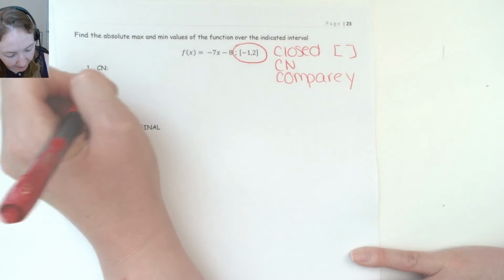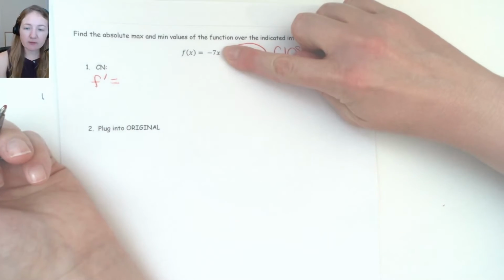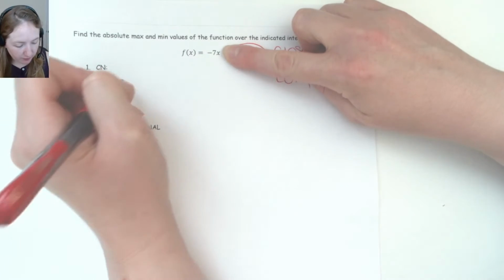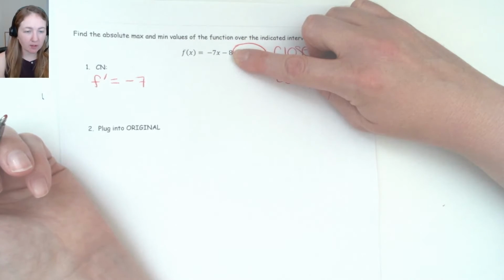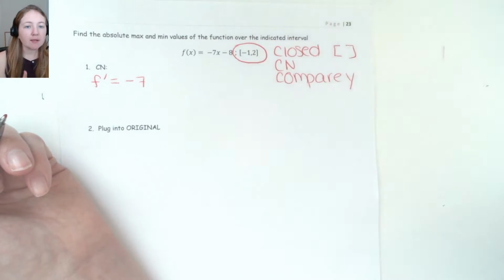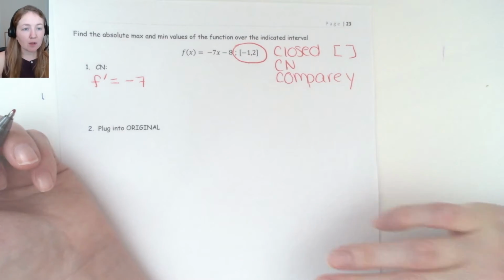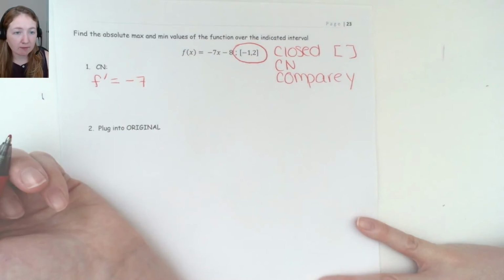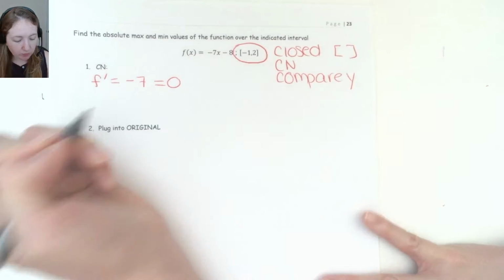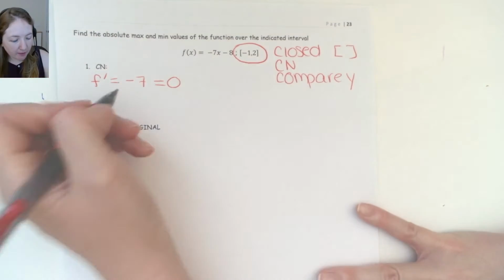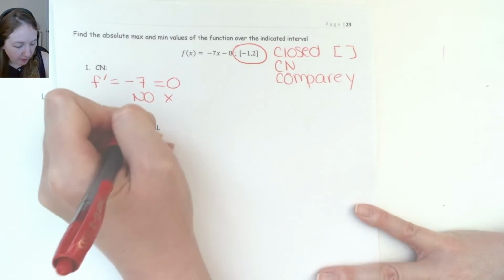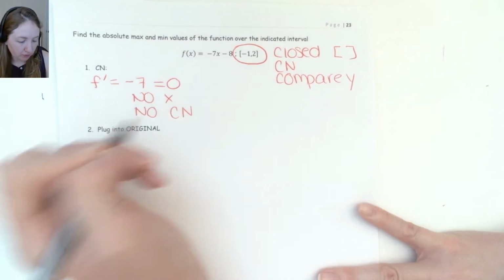So here I have my derivative. The negative 7x is a linear term, so that just goes to negative 7. The negative 8 is a standalone constant, so it goes to 0. Now, here is something a little different. What you're seeing is that you just have a constant. If you set that equal to 0, there's no x there to solve for. So because there's no x to solve, there's going to be no critical numbers.